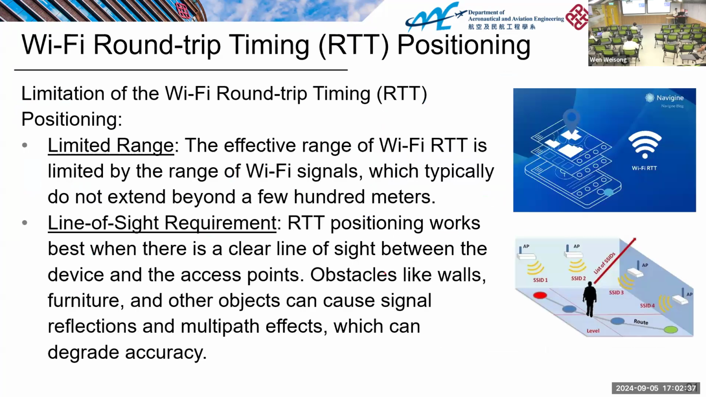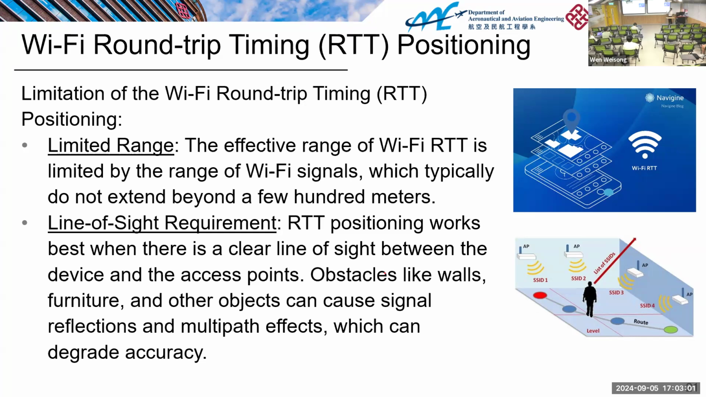Okay, let's finish the Wi-Fi RTT part first, and then we can take a break. The limitation is that the Wi-Fi RTT range is usually only several meters. It's different from GPS. GPS can measure a distance of several thousands of kilometers, but Wi-Fi RTT has quite a limited range. Also, it has the line-of-sight problem.